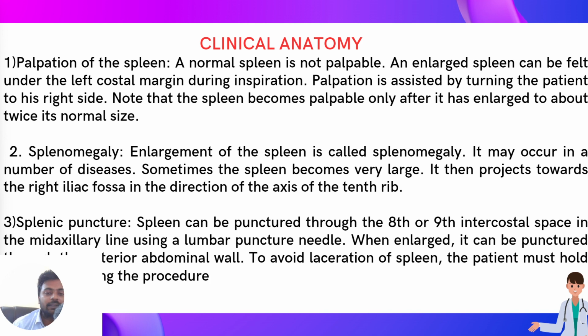There are many causes and diseases contributing to splenomegaly. And splenic puncture: the spleen can be punctured through the 8th or 9th intercostal space in the mid-axillary line using a lumbar puncture needle. When it is enlarged, it can be punctured through the anterior abdominal wall to avoid laceration of the spleen. Note, the patient must hold his breath during the procedure.